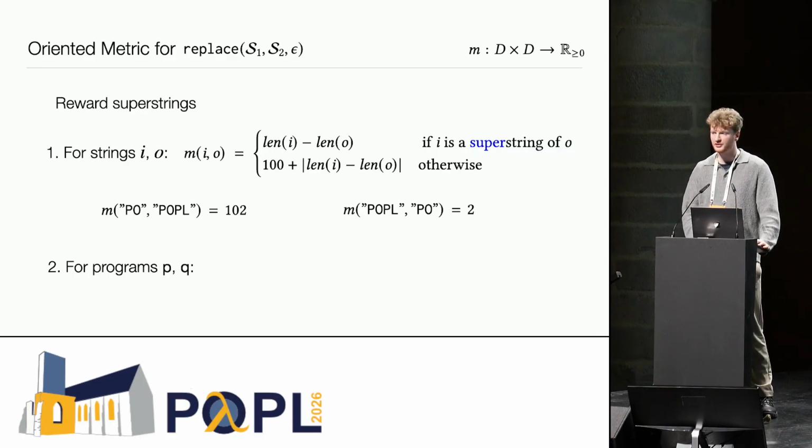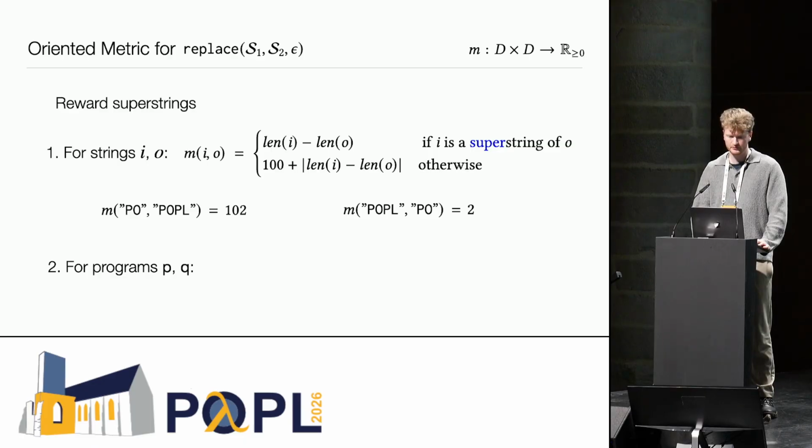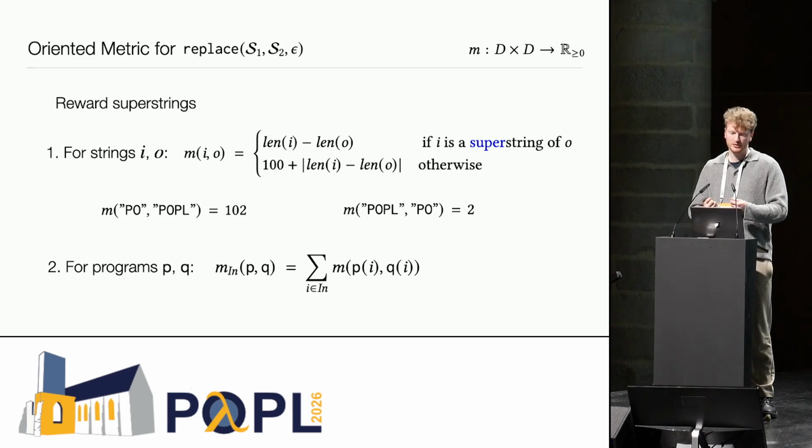So now we want to lift this up for two programs, P and Q. And what we do is we evaluate the programs on the given input examples and then measure the distance there. So the distance from P to Q is P and Q evaluated on the input examples, and the distance is summed up.